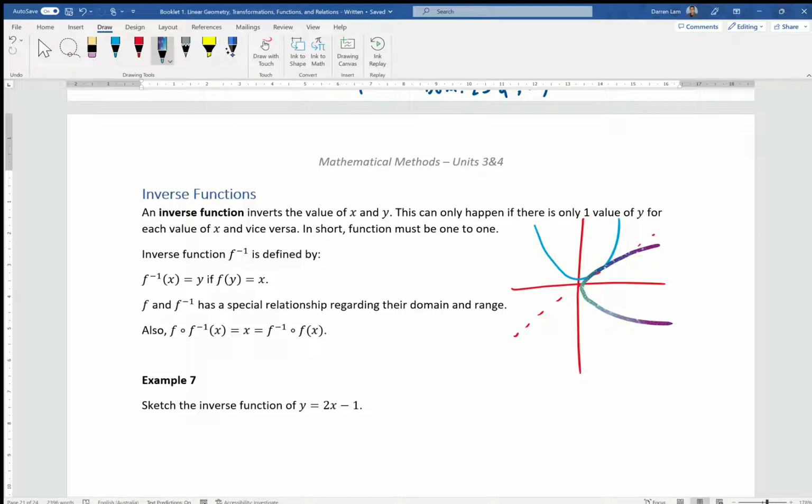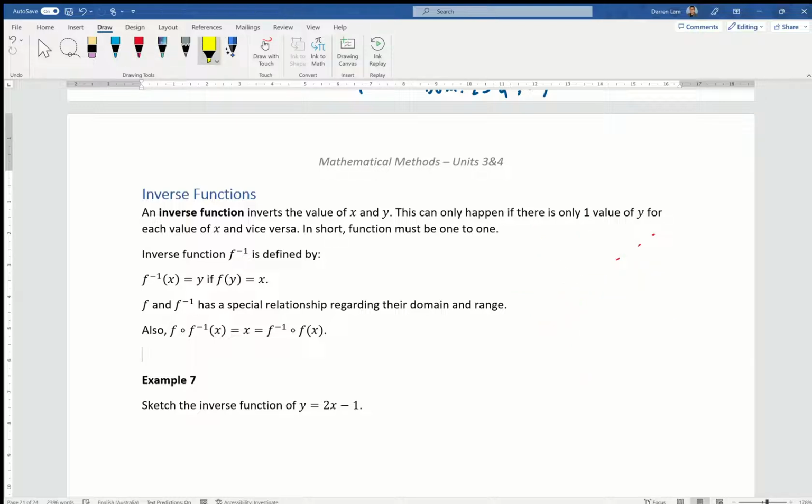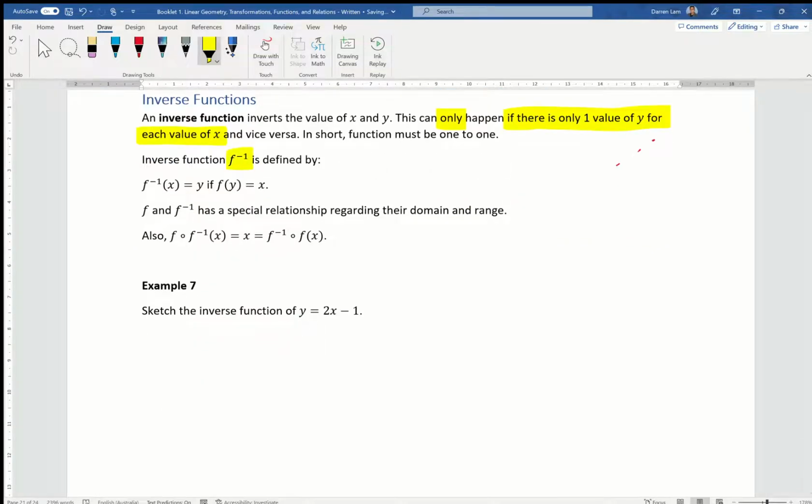But in general, the idea we're focusing on is, I'm going to erase this so we can see, only if there is one value of y for each value of x, and vice versa. In short, it must be a one-to-one function. For every x value, there must be one y value. The inverse function, f inverse, is defined by f inverse of x equals y if f of y equals x, and we've flipped it over. I'll show you the notation to do that.